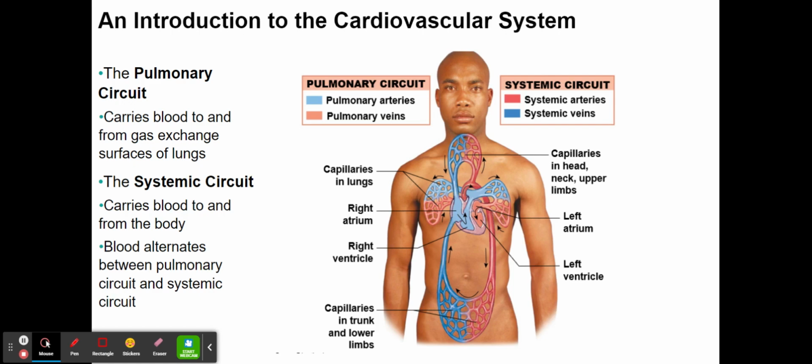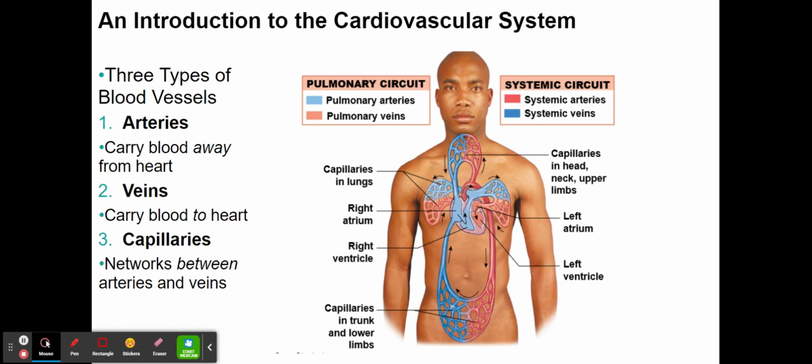Each circuit begins and ends at the heart, and blood travels through these circuits in sequence. Thus, blood returning to the heart from the systemic circuit must complete the pulmonary circuit before re-entering the systemic circuit. Arteries, or efferent vessels, carry blood away from the heart, and veins, or afferent vessels, return blood to the heart. Microscopic thin-walled vessels, called capillaries, interconnect the smallest arteries and the smallest veins.